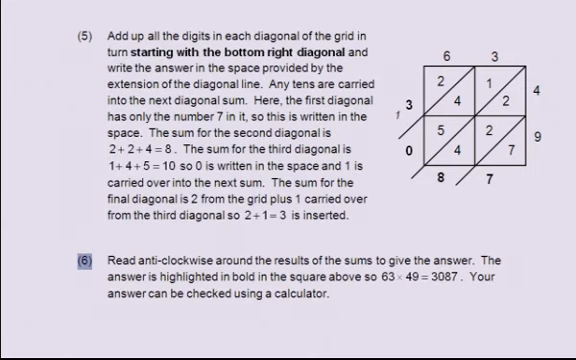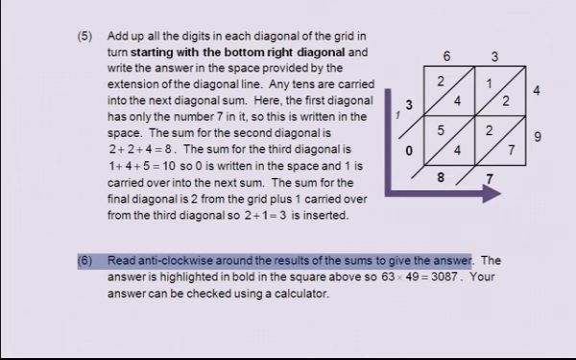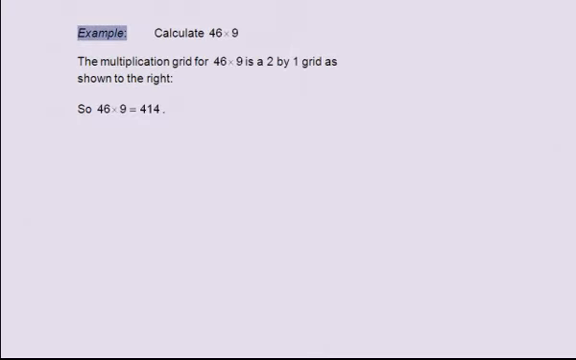Step 6. Read anti-clockwise around the results of the sums to give the answer. The answer is highlighted in bold in the square above, so 63 multiplied by 49 equals 3087. Your answer can be checked using a calculator. Let's look at another example.